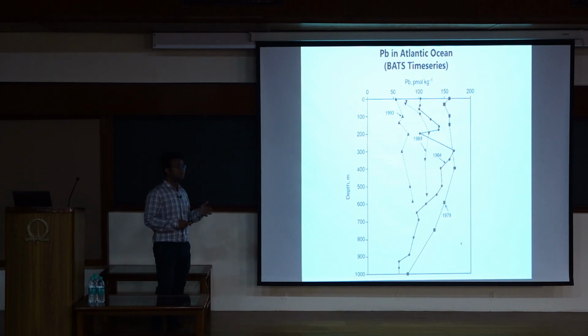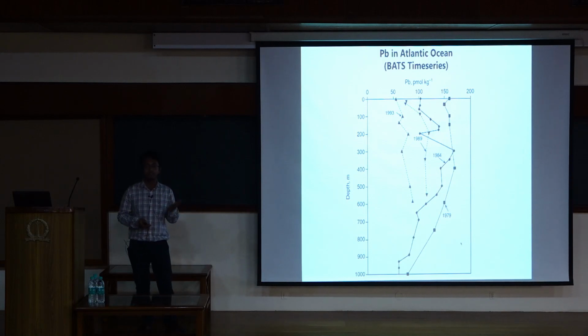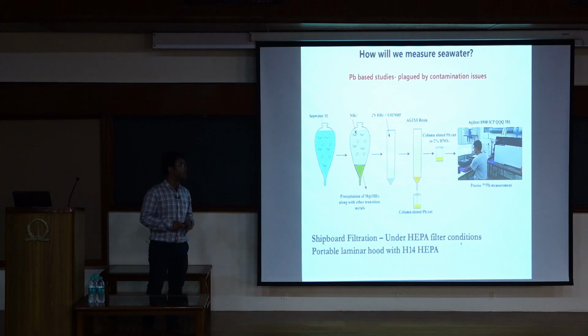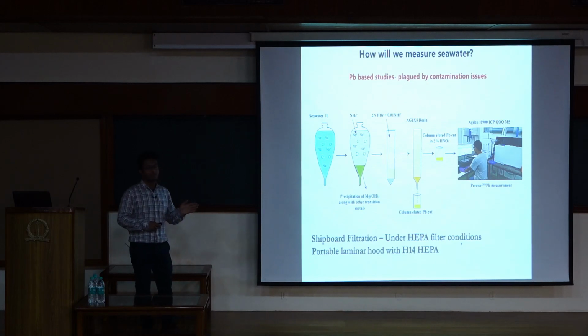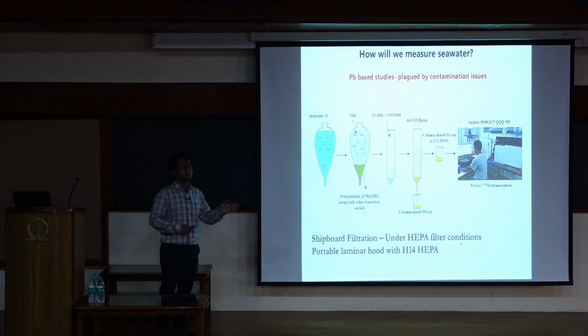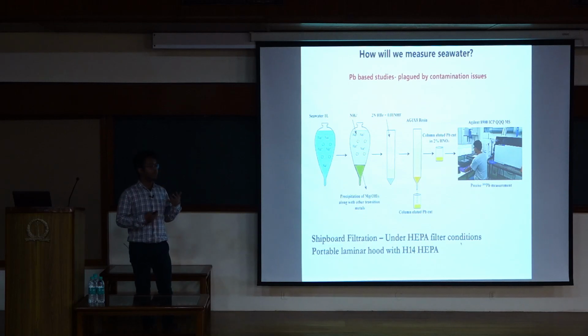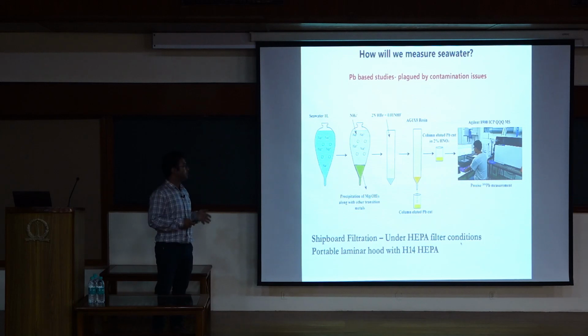So this is where I want to fill the gap and understand the current scenario of lead contamination or lead pollution in the Indian Ocean. But even saying that, it's not easy to do lead chemistry because it's plagued with contamination. Lead measurement has multiple steps: sample collection, sample processing, lead separation and measurement. Every step carries a risk of contamination because in the atmosphere, the air, everywhere there is lead. So we have found a way to remove the contamination part.